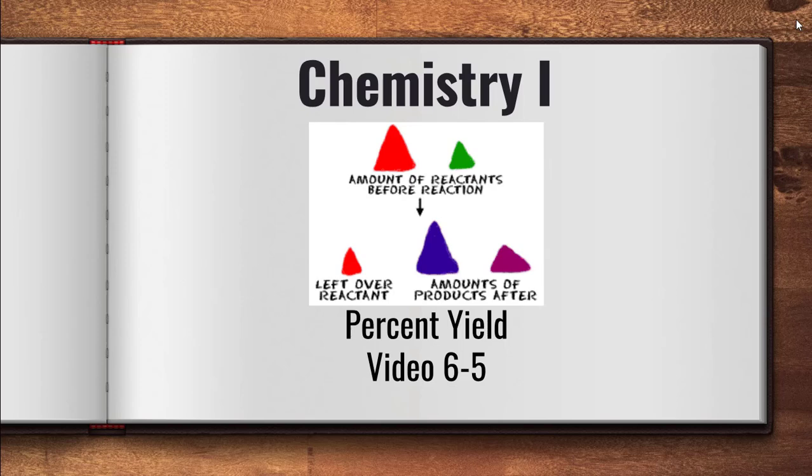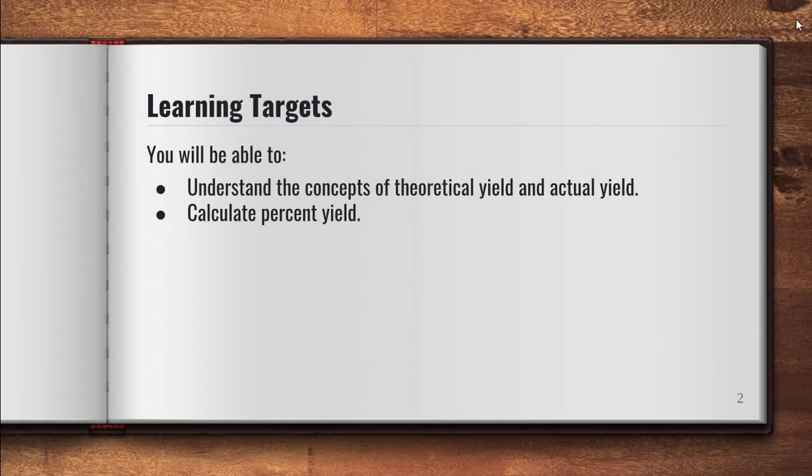So we compare what we actually get to what we calculate we should get, and that tells us our percent yield. So we should be able to calculate this fairly easily and incorporate this in some of the stoichiometry concepts that we have discussed as a class already. So you should be able to understand the concepts of theoretical and actual yield as well as calculate percent yield.